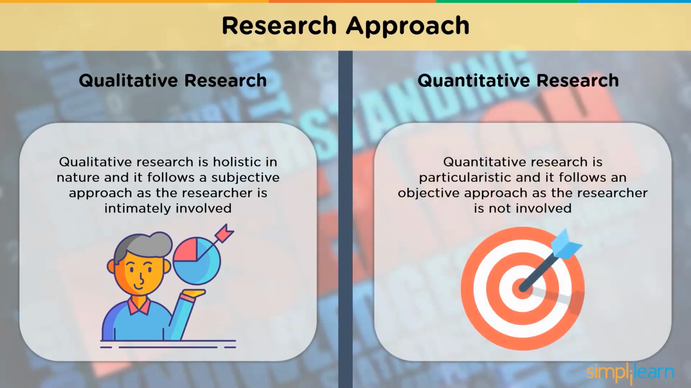While quantitative research is particularistic and it follows an objective approach as the researcher is not involved, it also attempts to be precise in the observations and analysis on the topic to answer the inquiry.